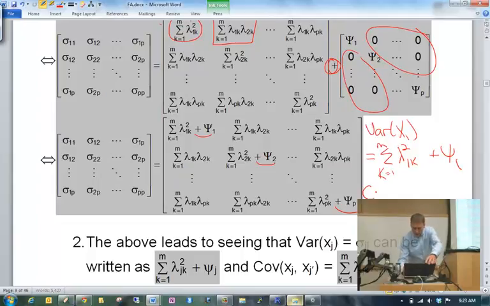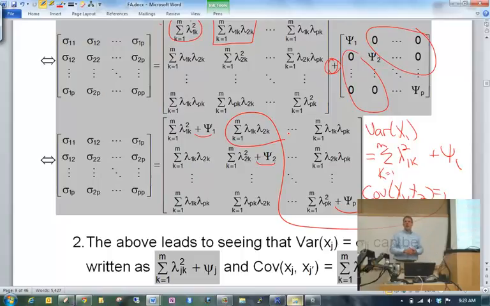Also, notice what this means too. The covariance of x1 and x2 is equal to, I'll just draw a circle around it, the sum of these lambdas multiplied by each other. So notice the specific variances do not play a role at all. Only the factor loading matrix does. These lambdas. So the equation here should be covariance xi and xj.